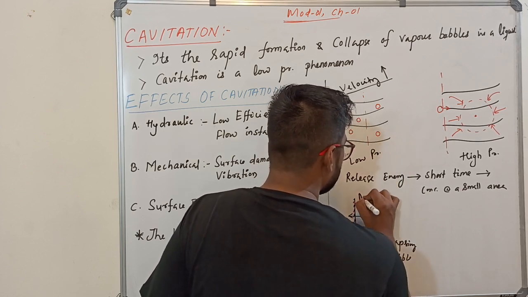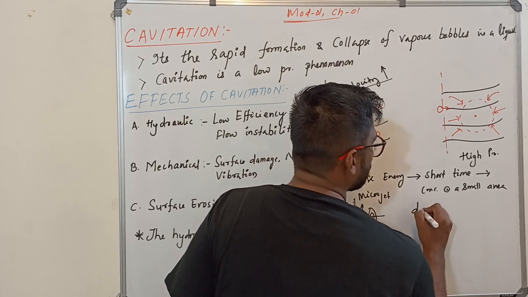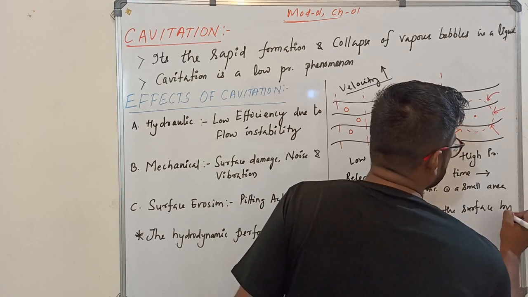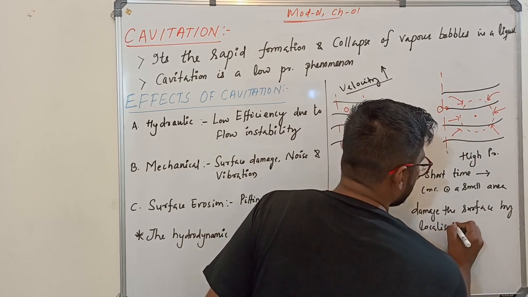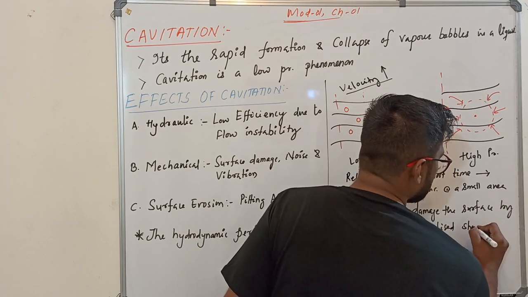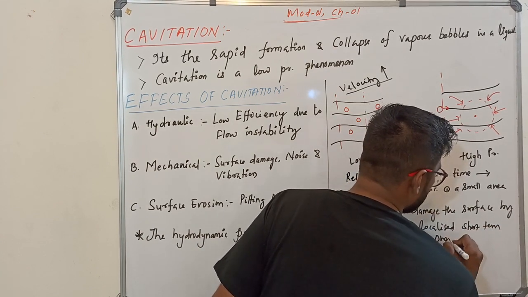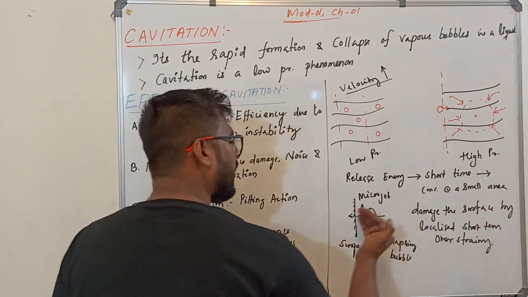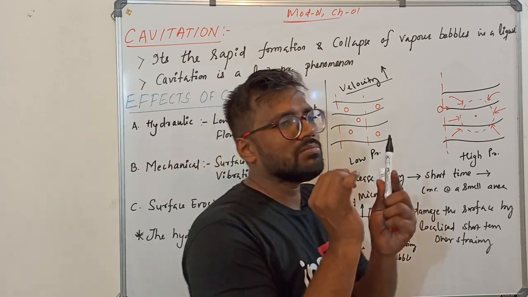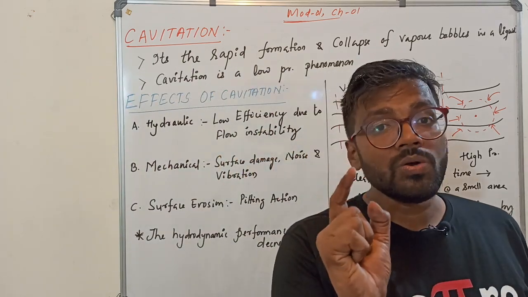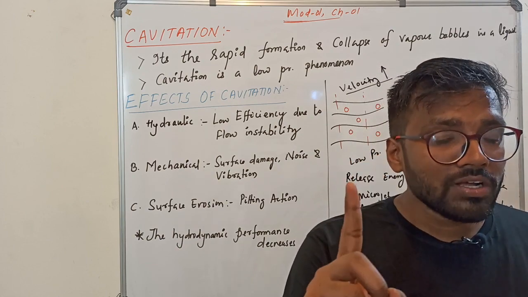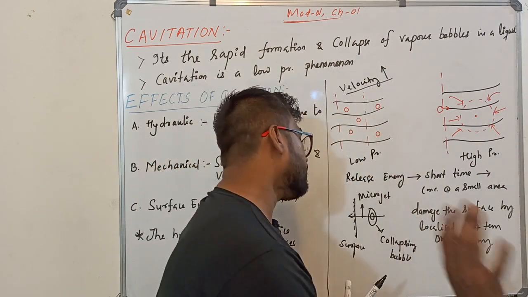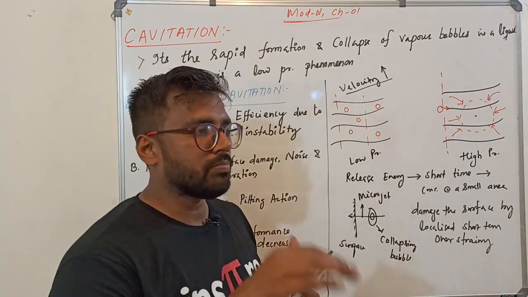This is your collapsing bubble, and this is your microjet. This is going to damage the surface by what is known as localized short-term overstraining. After that, there will be some micro cracks on the surface, and we know the property: once a crack is developed, a crack always propagates. So ultimately it will damage your pipe completely.